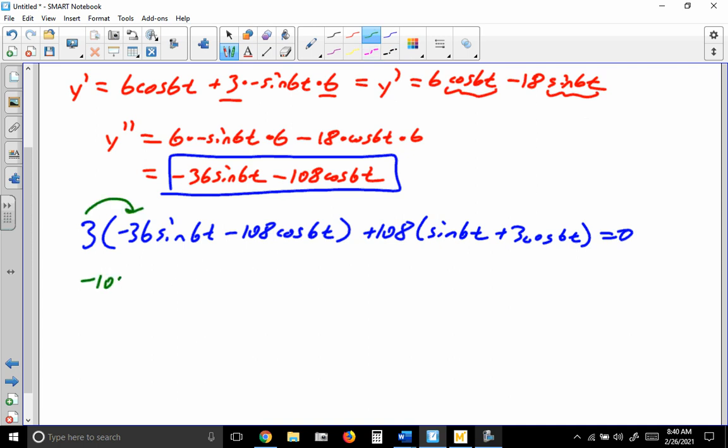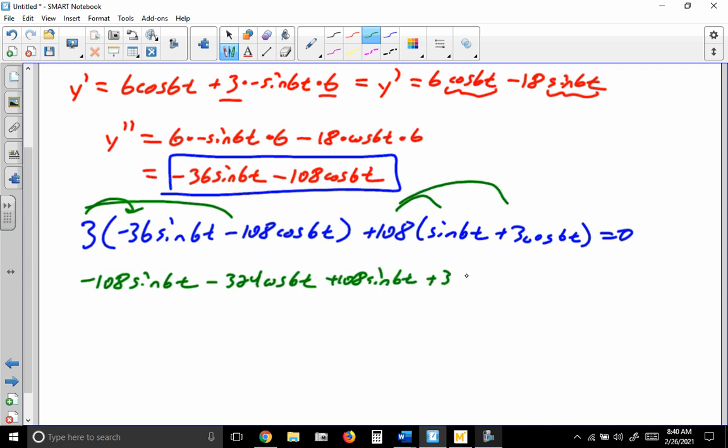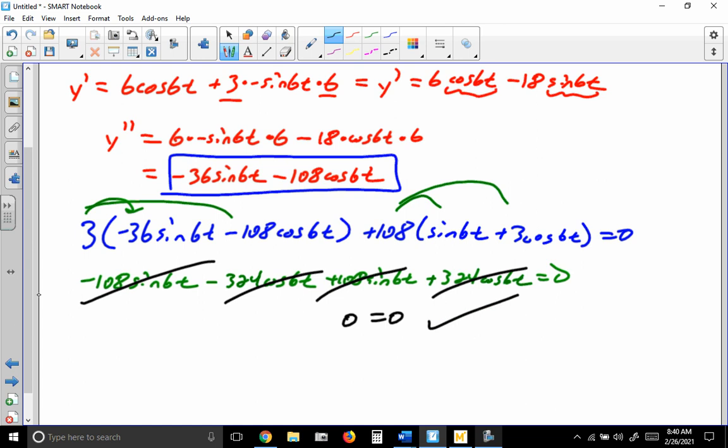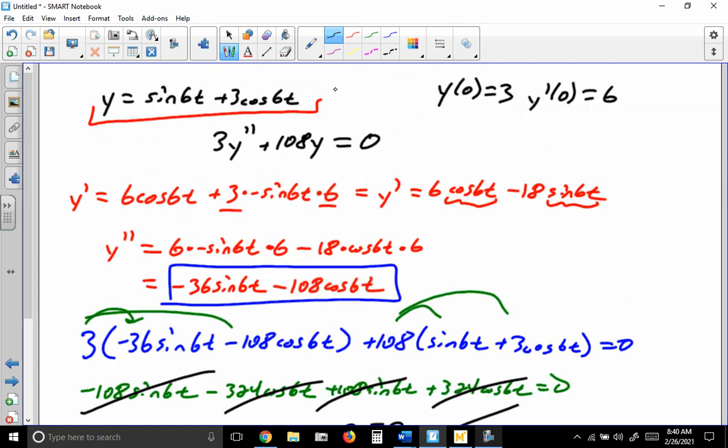We're going to get negative 108 sine 6t. Distribute here, get minus 324 cosine 6t. Distribute here, we get 108 sine of 6t. Here, 324 cosine 6t. And if we look, the 108 sine 6t's cancel, the 324 cosine 6t's cancel, so we get 0 on both sides. So yes, that is a solution. This is a solution of that differential equation.